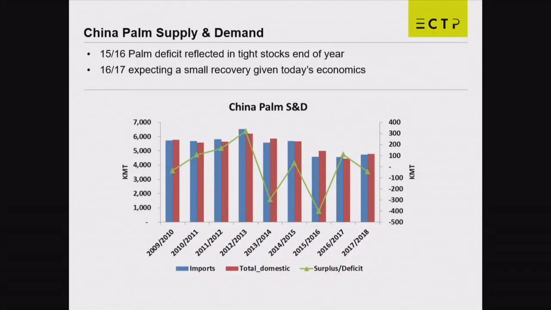And in terms of palm supply and demand, some years we have a surplus, some years we have a deficit. It depends on economics. This year, basically last year, 2015 and 16, we have a pretty decent deficit, and the consequence of that is that we have a historical low palm oil port stocks at the end of the year. And next year, we expect it to be pretty balanced.